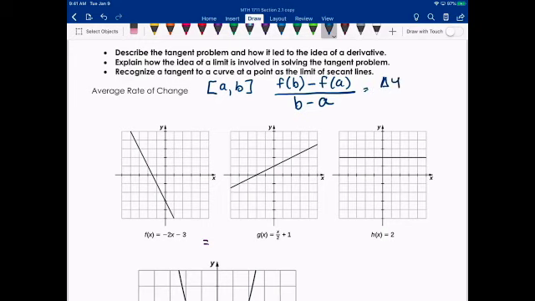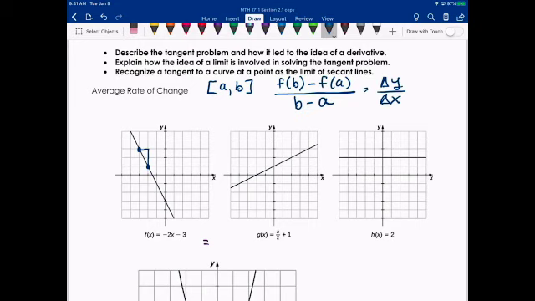This represents your change in y. This represents your change in x in the denominator. Now, when we look at the average rate of change of a line, which we have 3 examples below, when we look at the slope of a line between any 2 points, that slope is going to be the same. Whether I pick these 2 points here on the first graph, that's going to have a slope of -2 because I go down 2 and over 1.